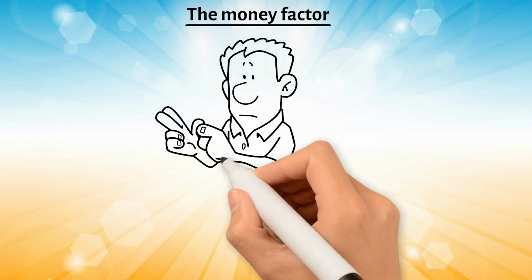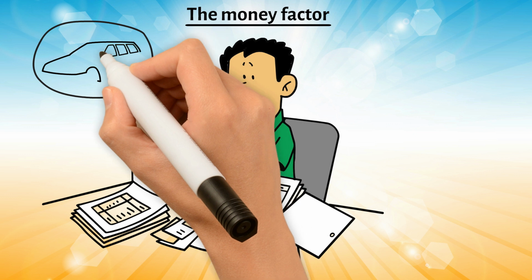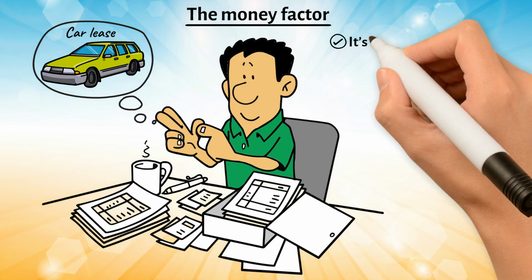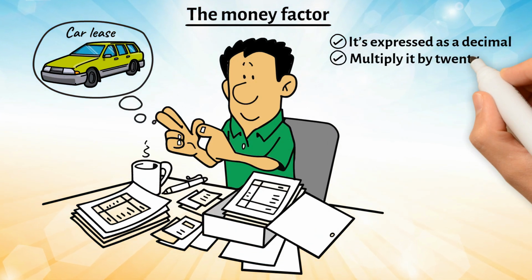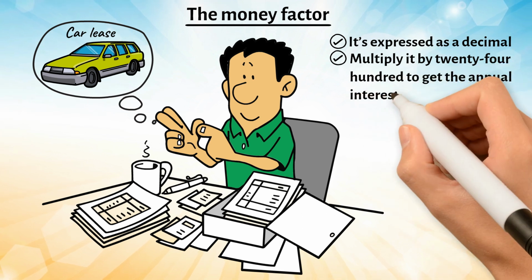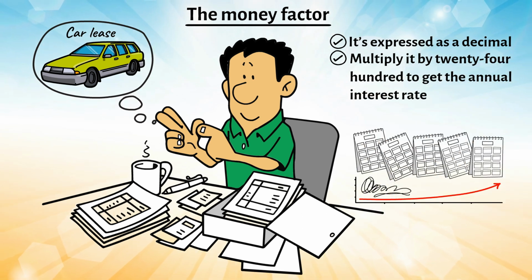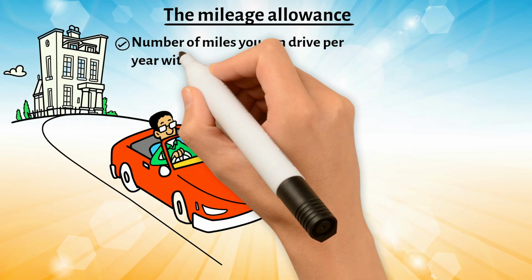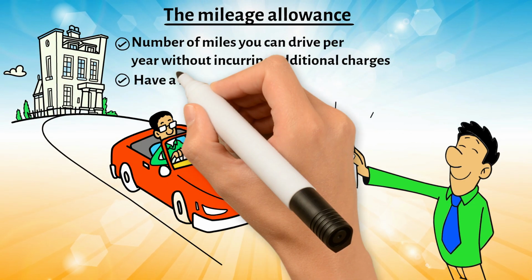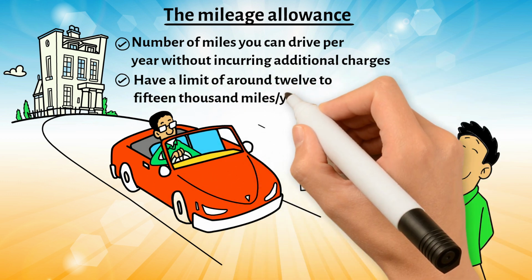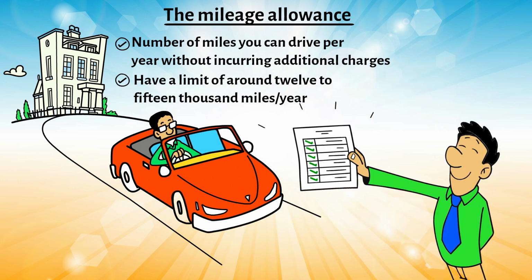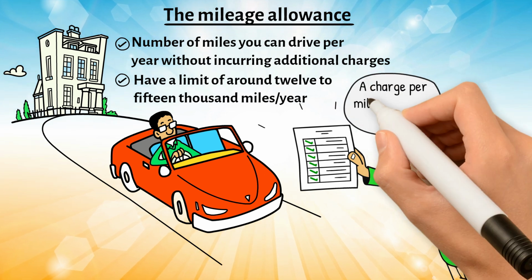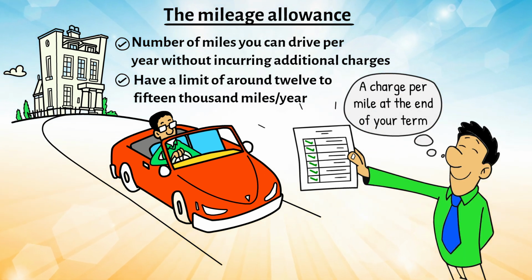The money factor is a calculation used to determine the interest rate on your car lease. It's expressed as a decimal, and you multiply it by 2,400 to get the annual interest rate. The mileage allowance is the number of miles you can drive per year without incurring additional charges. Most leases have a limit of around 12,000 to 15,000 miles a year. Anything over that allowance will result in a charge per mile at the end of your term.